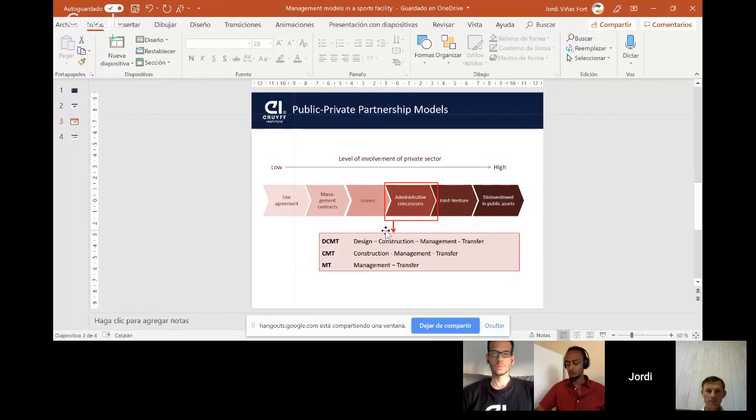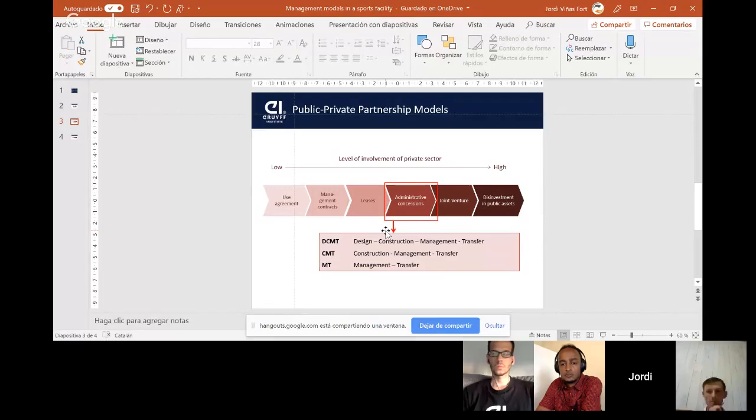Between this direct and indirect management, we have some grays, and these grays are related to the level of involvement of the private sector. On the left side we see a very low level of involvement, the so-called use agreement, up to the highest level of involvement of the private sector, which would be even a disinvestment in public assets. Let's go through the ones that really apply to the sports sector, which are the first four.